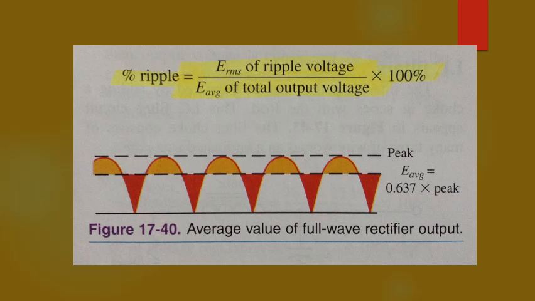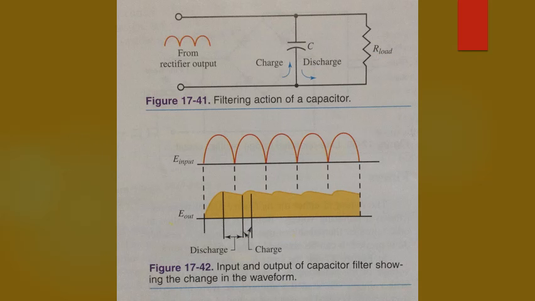The percentage of ripple as compared to the output voltage must be kept to a small value. The ripple percentage can be found using the formula. The formula is percentage of ripple equals E RMS of ripple voltage divided by E average of total output, all times 100%.